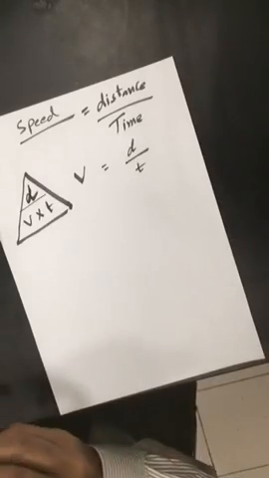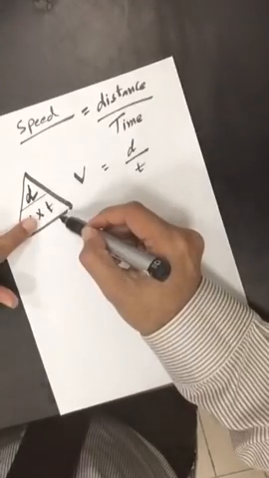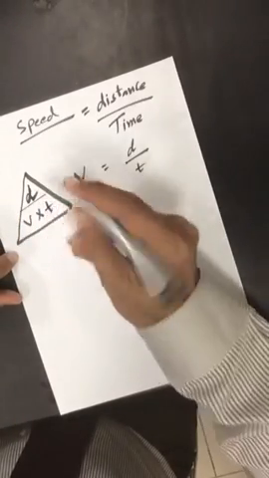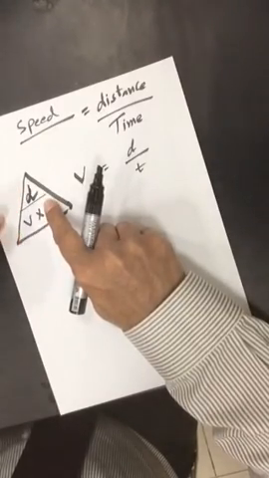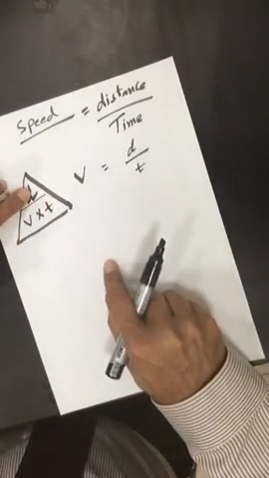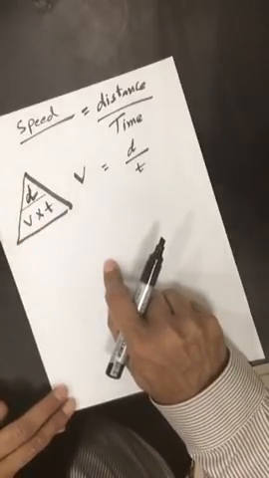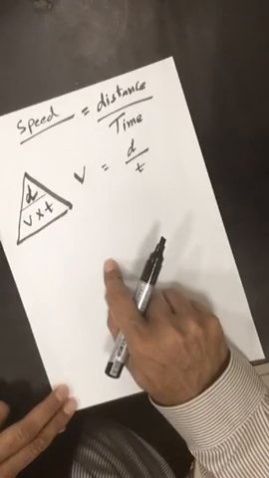If you want to find V, just put your hand on the V: D over T. If you want to find time, how will you find it? Put your hand here: D divided by V. If you want to find distance, simple, V times T. So this is a simple equation used for the calculation of distance, speed, as well as time.